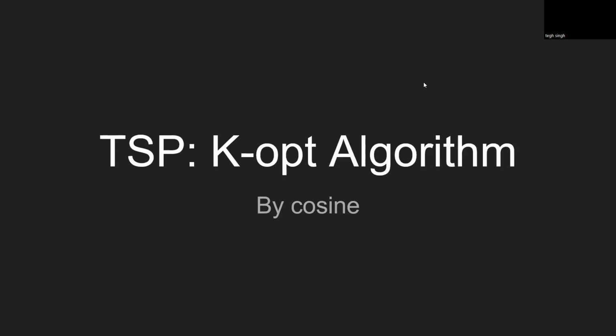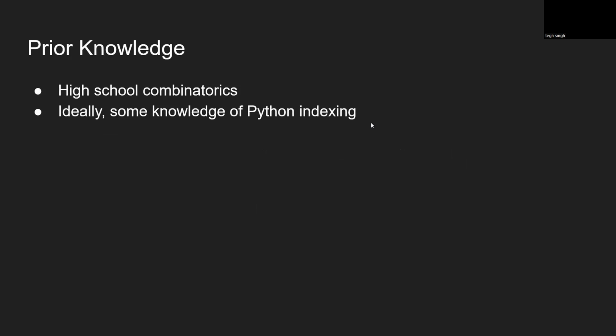So today we'll be discussing the traveling salesperson problem, that is TSP, using the k-opt algorithm. The prior knowledge is just some high school combinatorics and some basic knowledge of Python indexing. If you don't have the fundamentals, that's okay. With regards to Python, I'll place some links in the description below.